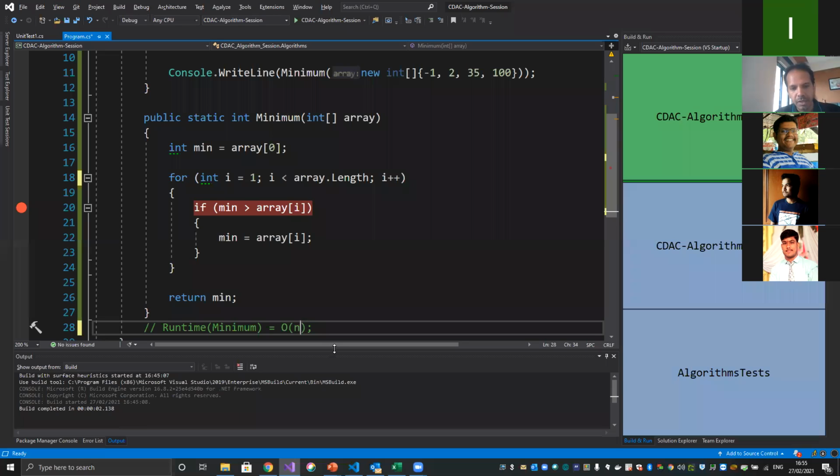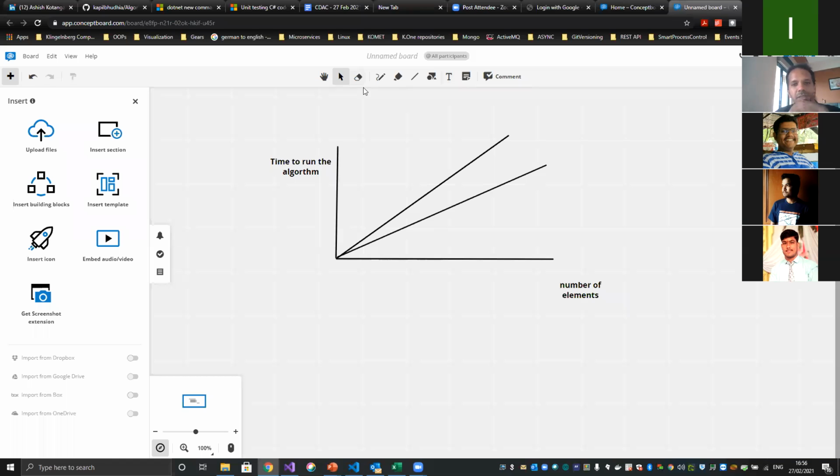For example, if I look at an n-squared algorithm, its graph is not going to look like a straight line. It's rather going to look like, now it's difficult to draw here, freehand.